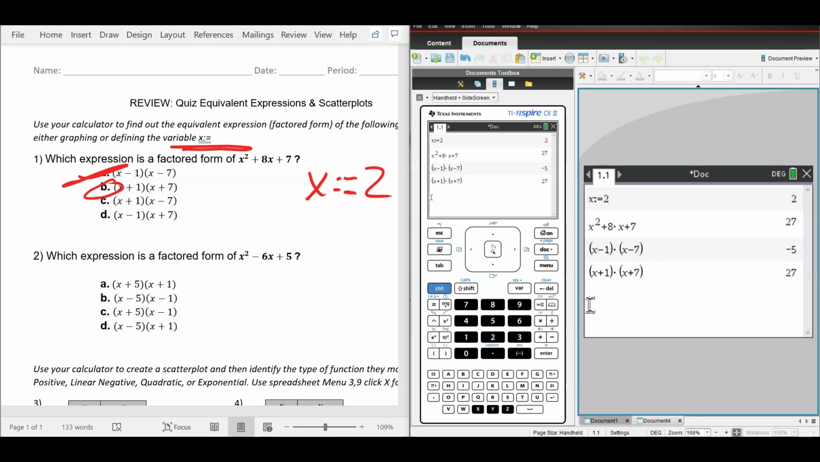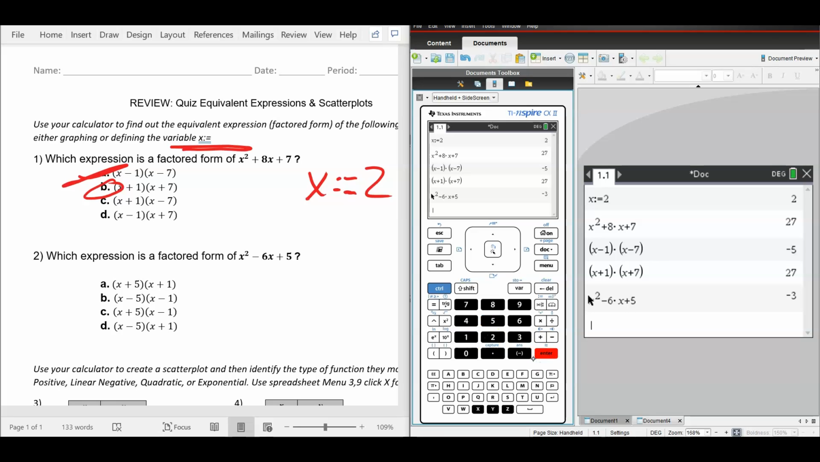Okay. Could we do number 2 real quick? Now you've already defined x as 2. You don't have to redefine it as 2. You can just type in the expression without x defined, right? So let's type it. X squared minus 6x plus 5.